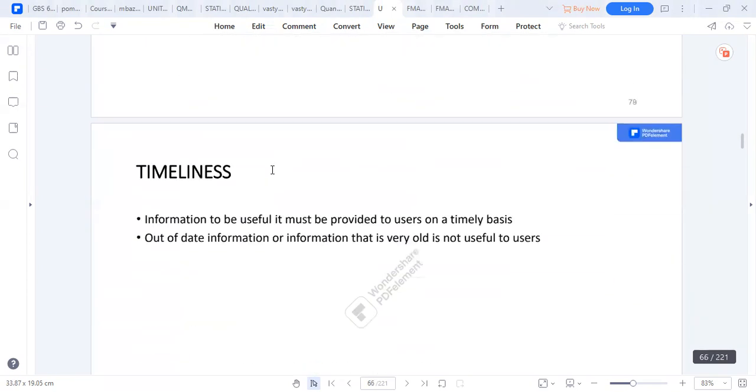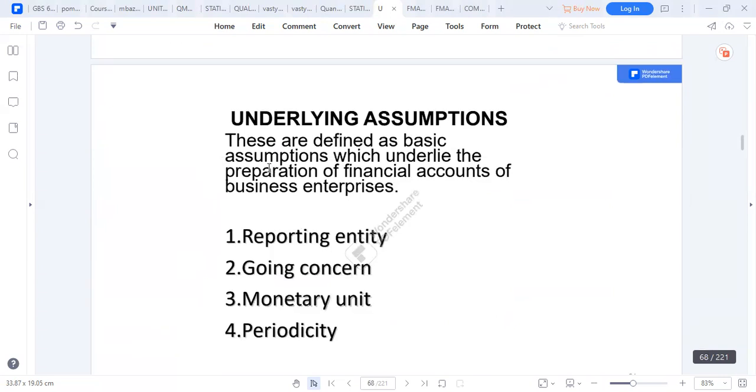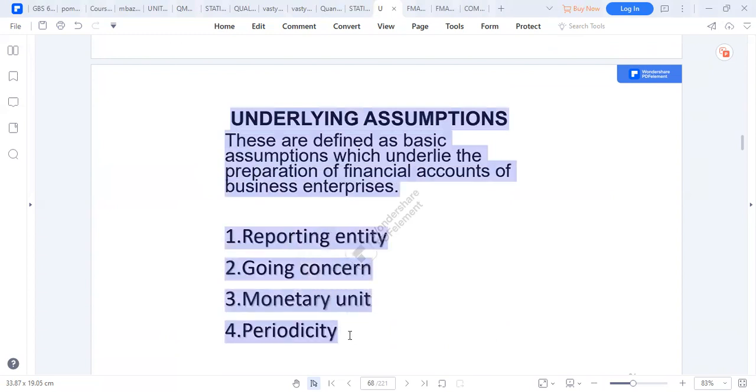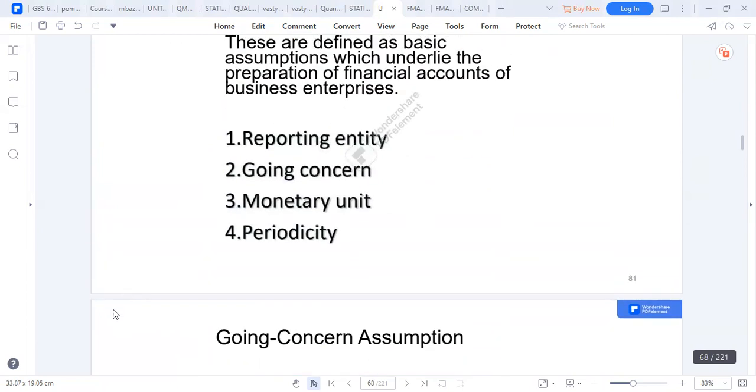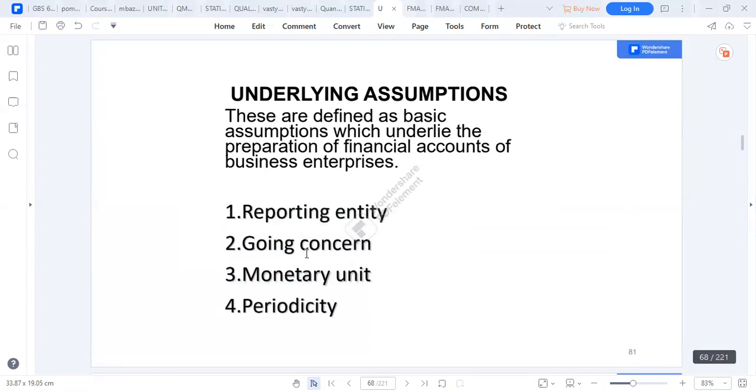And so I will end by looking at the underlying assumptions. There are principles and assumptions that you need to know. The assumptions that we have are: reporting entity, going concern, monetary unit, and periodicity. Reporting entity means the company must be separate from the owner of the business. Going concern means you must view the business as having a foreseeable future in which it may grow. Monetary unit means that you should always value elements in monetary form. Periodicity means there must be a time factor as you produce these reports. So these are the underlying assumptions that we need to have.